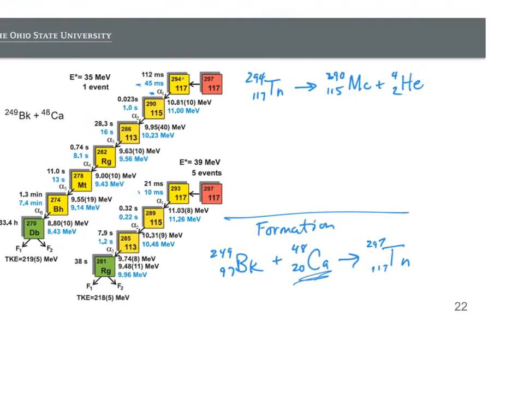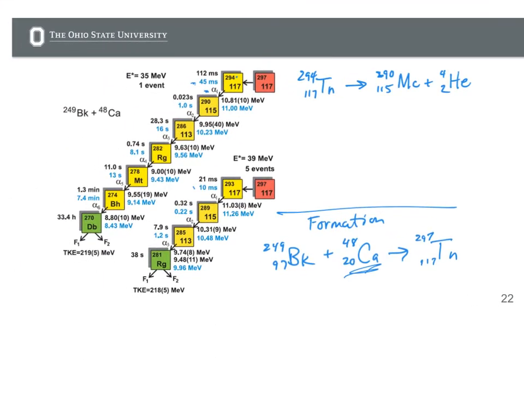Does anyone have a guess on how many atoms they made of tennessine? 4. Close. 5. Closer. 6. Yes, they made 6 atoms. That's how many have been made so far. That's crazy to me.